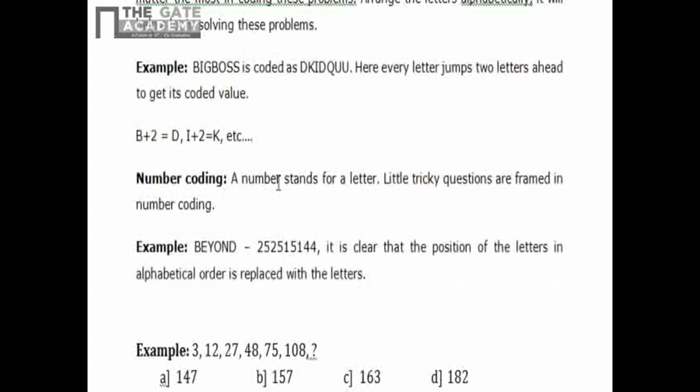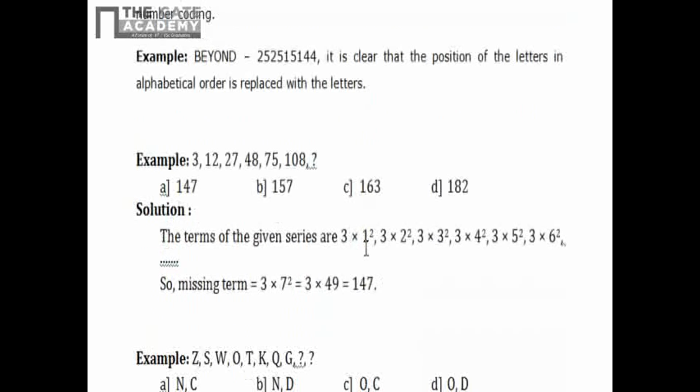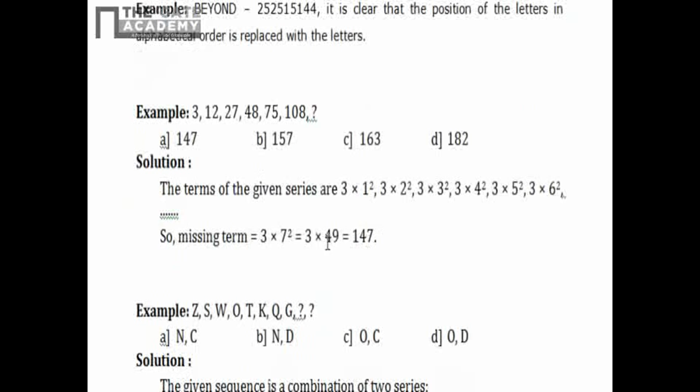In number coding, you have to again remember the position of the alphabet. Here BEY is coded as 2 5 25, so B is coded as 2, E as 5, Y as 25. So like this you have to code these alphabets. Now we'll see one example of number coding and letter coding.